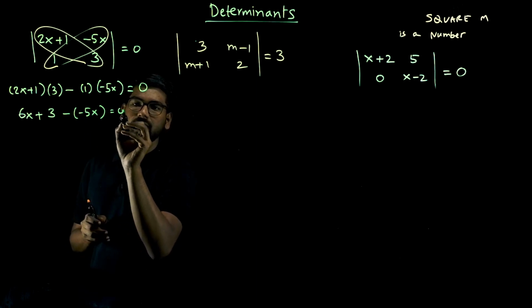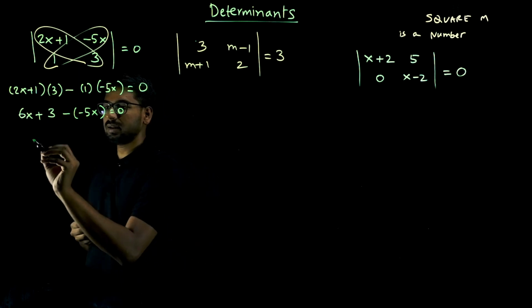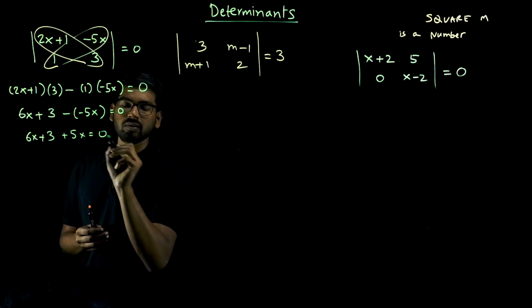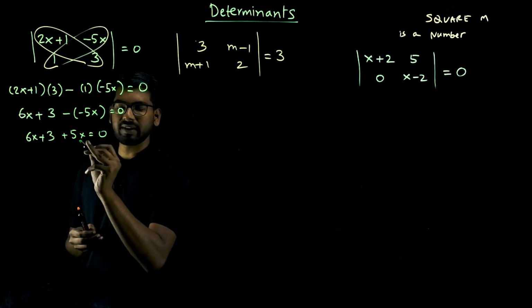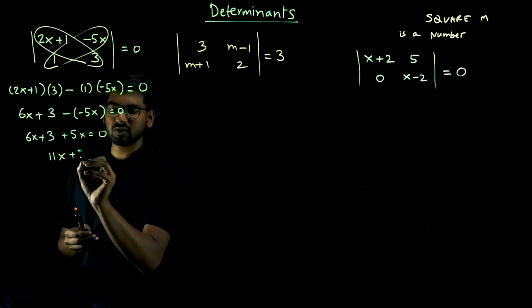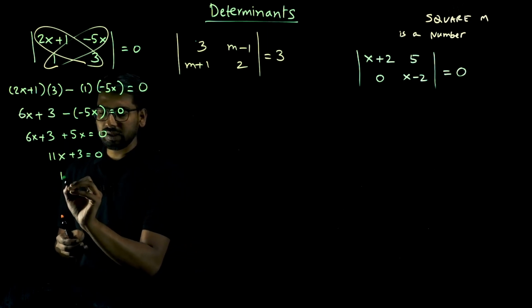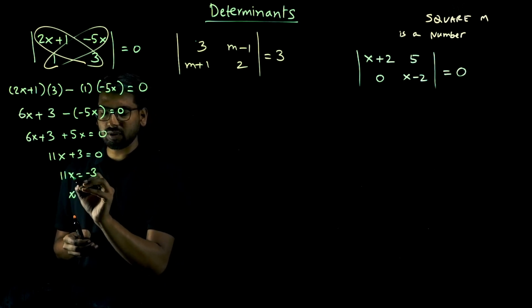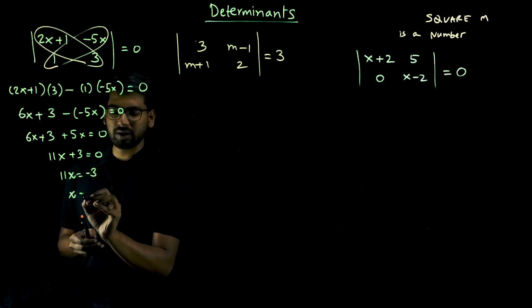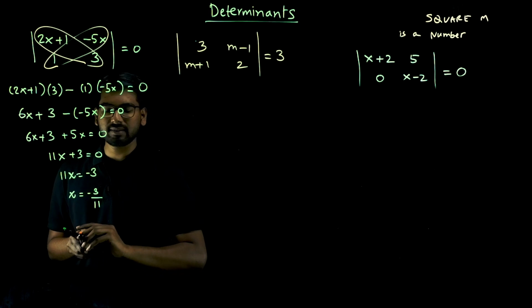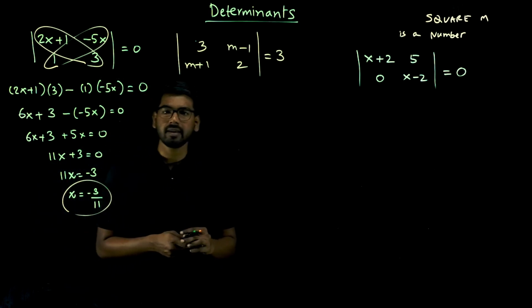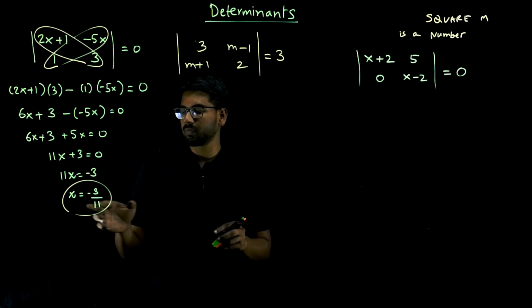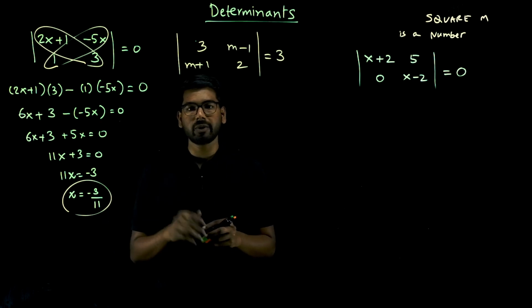Anything into 1 is the same, so minus minus 5x is plus 5x. So 6x plus 3 plus 5x is equal to 0. 6x plus 5x is 11x, plus 3 is equal to 0. So 11x is equal to minus 3, since the plus 3 goes to the other side. x is equal to minus 3 by 11, since multiplication goes to the other side as division. So x is equal to minus 3 by 11 is the answer. You will have multiple choice questions, so you should see denominator 11 and numerator minus 3.